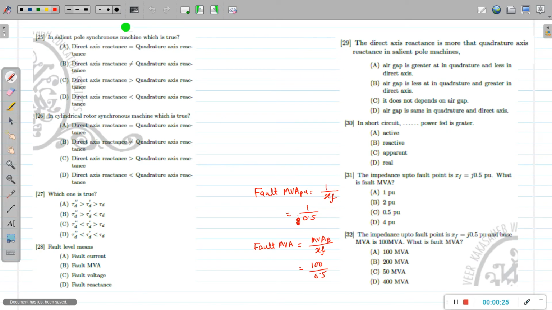Okay, in the salient pole synchronous machine, which is true? In the salient pole synchronous machine, the direct axis reactance is less than the quadrature axis reactance. But for a cylindrical rotor, there are no projected poles, hence direct axis reactance is equal to the quadrature axis reactance. Which one is true?